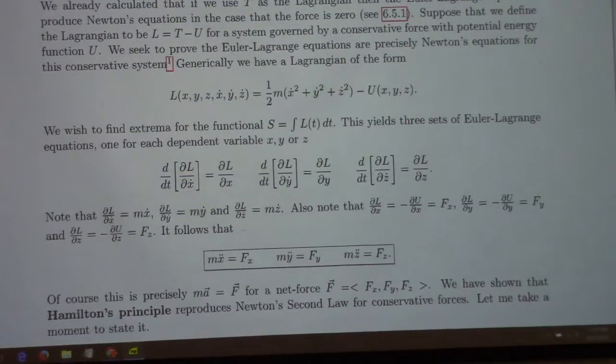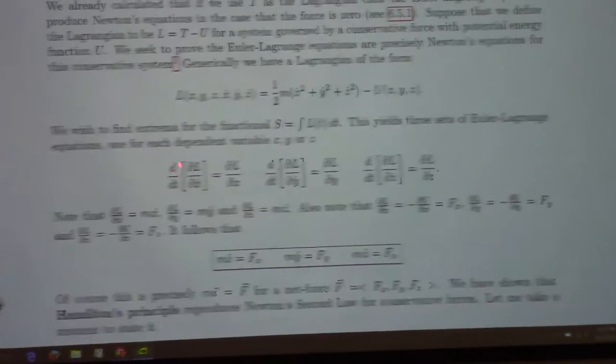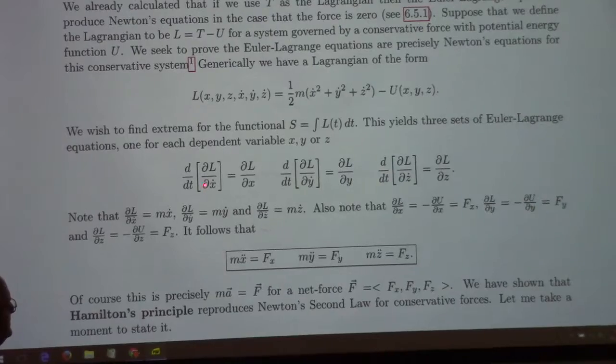And there's more that happens here. It's really neat. So this is the Lagrangian for three dimensions. Here you have a potential energy function, which is a function of x, y, and z. Here's my kinetic energy, right? So for the Lagrange equations, we have three dependent variables, so I get three sets of equations, one for x, one for y, one for z. This is m x double dot, this is m y double dot, m z double dot.